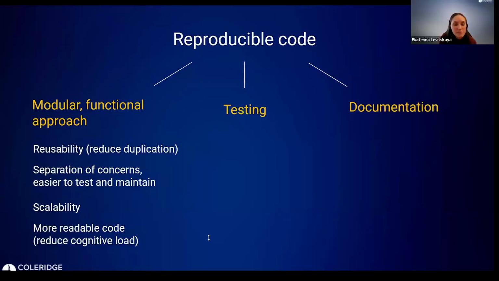Modularity also helps you to easily extend the code, so that way you can make the code more scalable. Basically, you can add new features or analysis by writing new functions rather than modifying whole large monolithic scripts. And finally, last but not least, modular code is also easy to read and process mentally, so it reduces the cognitive load, which becomes really, really important when dealing with large and complex projects.